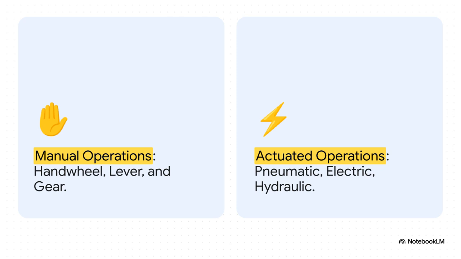But as modern systems scale up, we shift over to actuated operations. That's where pneumatic, electric, and hydraulic power take over, letting a control room operate a massive pipeline grid remotely with absolute precision. A real game changer.